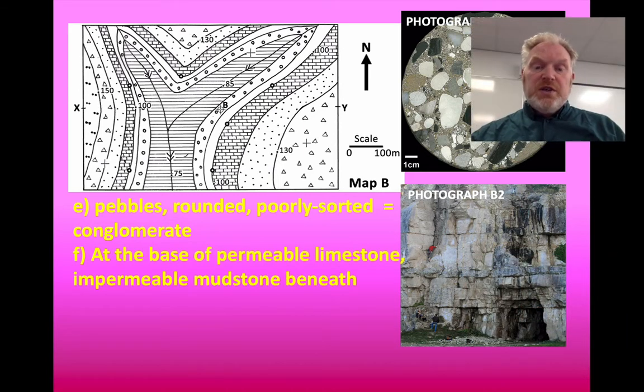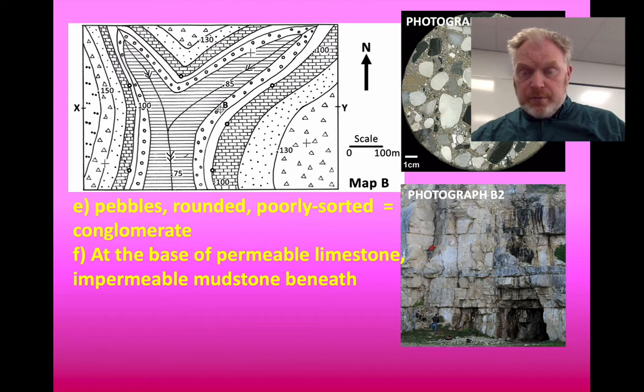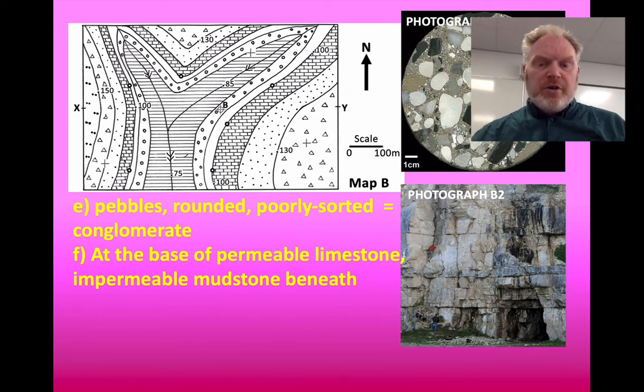If we now look at photograph B2, there are springs shown at the bottom of the limestone. Okay, clearly limestone is permeable. We can see, if we look at photograph B2, there are cracks running through this limestone that are going to be pathways for water. We can even see at the base of that cliff a cave, which is just a very big crack. So water will be able to pour through that rock really very quickly.